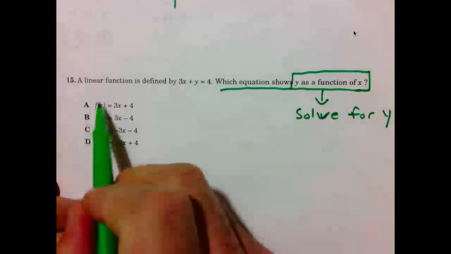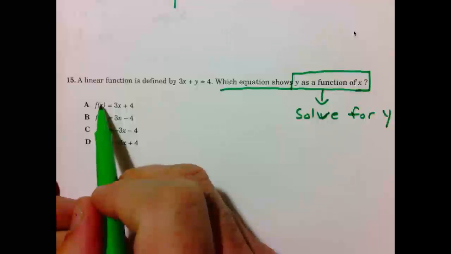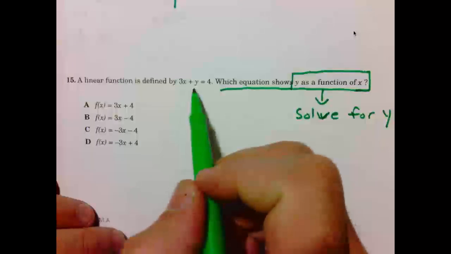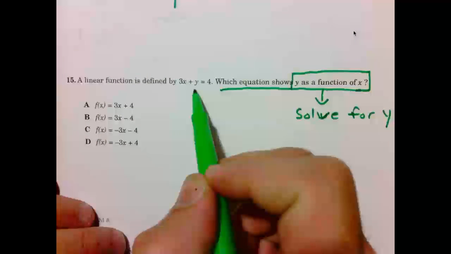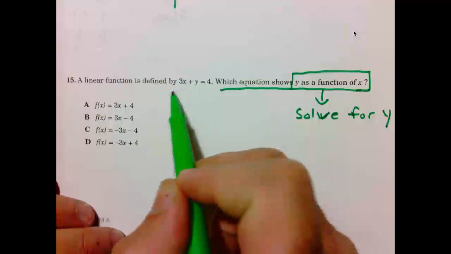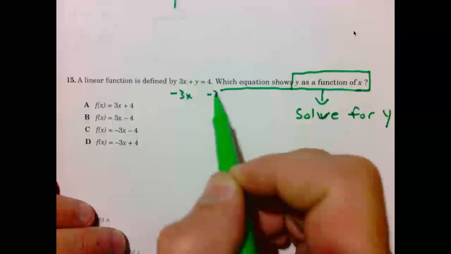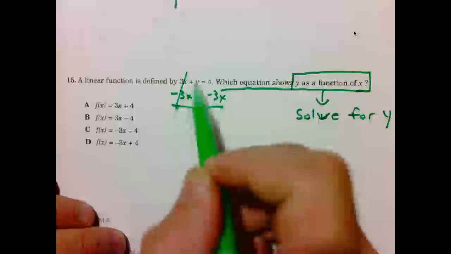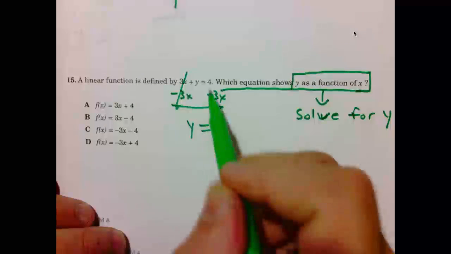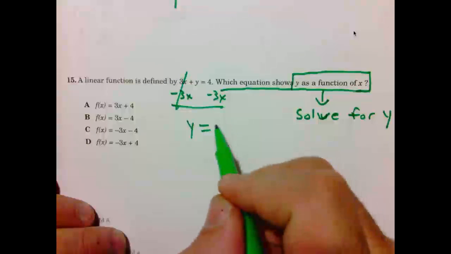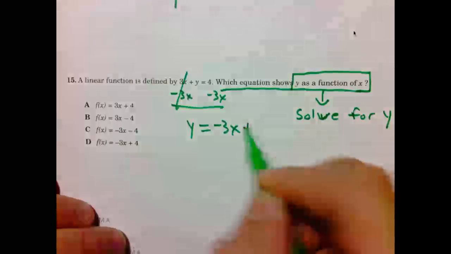So we see they've used function notation over here. They've replaced y with f of x. We're going to solve for y. Solving for y, we'll simply subtract 3x from both sides. 3x subtracts 3x to leave y on the left. We have 4 minus 3x on the right. We can write that as negative 3x plus 4.